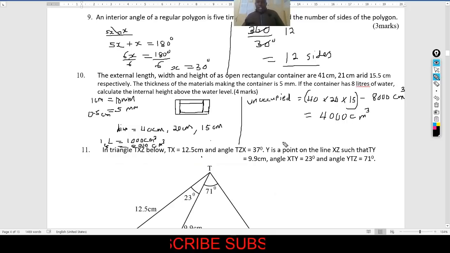Then we need the height above the water. Remember, the height is what is going to change, but the length and the width stay the same. So it implies that 40 times 20 times h gives you 4,000 centimeters cubed. So we divide by 40 times 20.